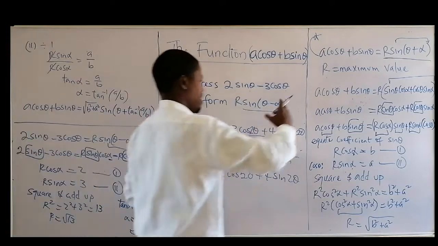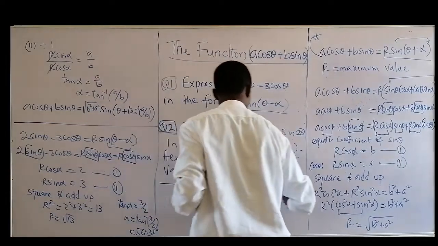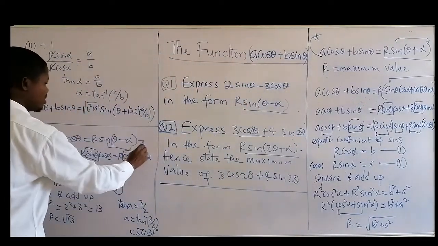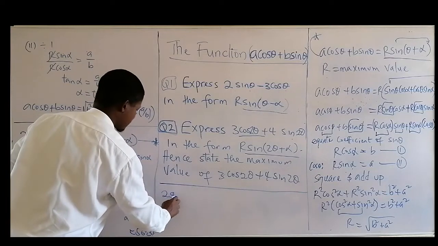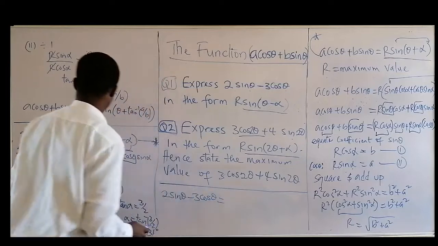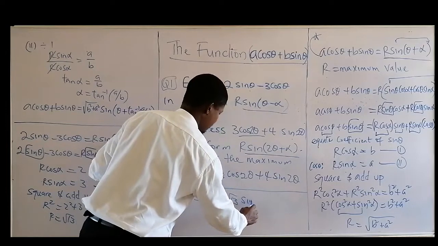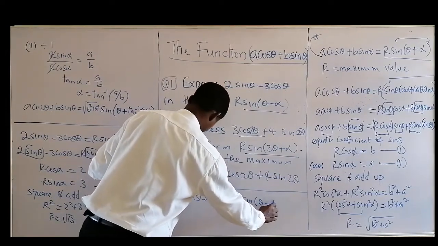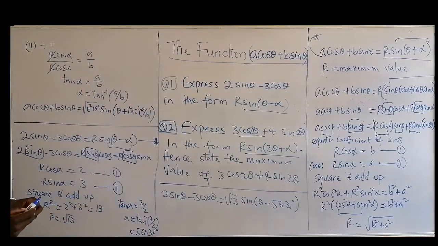Actually, the illustration here has already given us the detailed illustration. So the final thing to do now is for us to go back to the original equation, which is this, and make the substitutions. That will be 2 sine theta minus 3 cos theta equal to, my r is root 13, sine theta minus 56.31 degrees. So that is that on question 1.